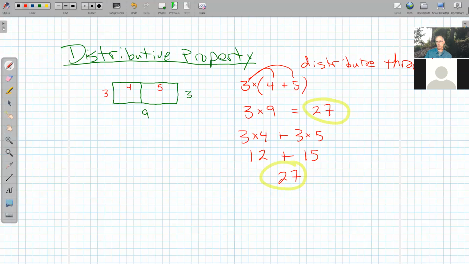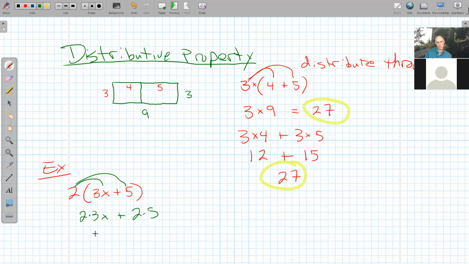So there's a couple of problems to remind you of this distributive property. And so an example of something you might see in the homework would be maybe you have 2 times (3x plus 5). Another way to write that would be to distribute this 2 multiplication through as 2 times 3x plus 2 times 5. Some people skip this second step and just say 2 times 3x is 6x, and 2 times 5 is 10. So that's an example of the distributive property, which we're going to need in the lesson.